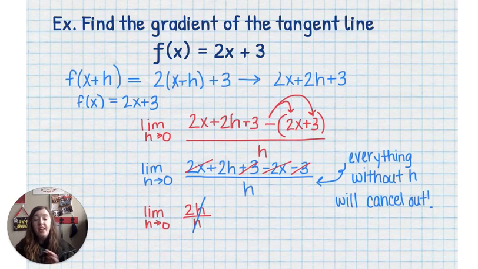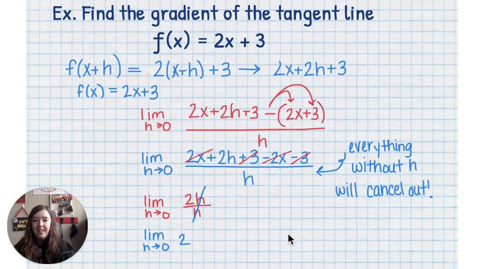If you're left with anything with an h in there after you start canceling things out, you've done something wrong. Everything should have an h at the end of it. Cool, so here those h's will divide away. So we're looking at the limit as h approaches 0 of 2. Well, if we're just thinking of 2, that's just a horizontal line. So what's my limit at 0? Well, it's going to be 2.